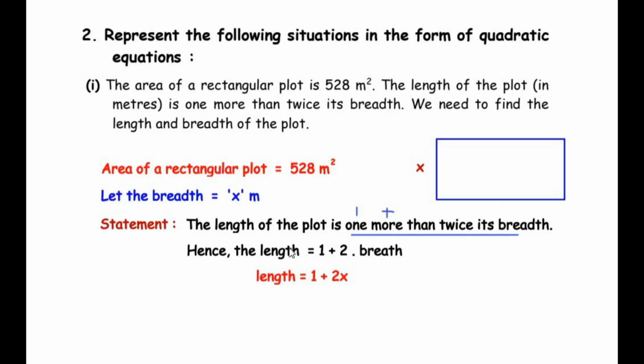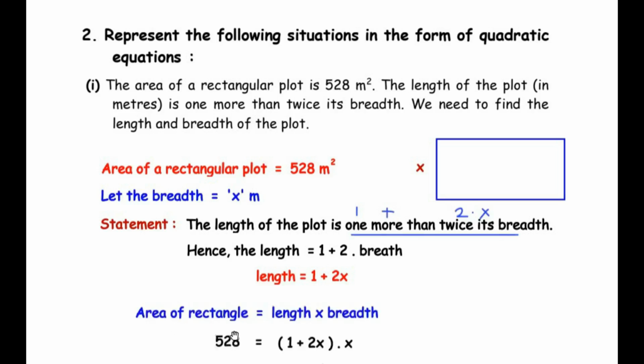So here we have written length is equal to 1 plus twice its breadth. Twice means 2 times its breadth. And the breadth we have considered here is x. So here the length becomes 1 plus 2 times breadth or 1 plus 2x. And since here the area of the rectangle is given, let us make use of area of a rectangle formula. So the formula is area of rectangle is equal to length times breadth.